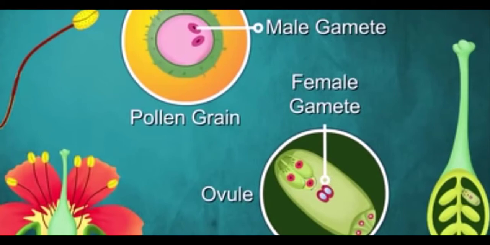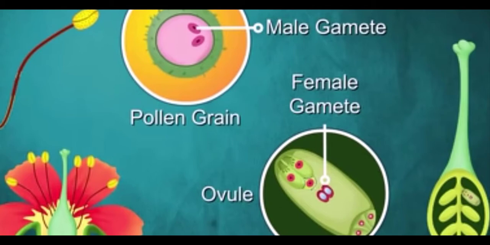As you are seeing here, inside the pollen grain the male reproductive part, called the male gamete, is present, and inside the ovule the female gamete is present. So they are the main reproductive parts of the plant. The male reproductive part is the pollen grain and the female reproductive part is the ovule. Inside the pollen grain there is the male gamete and inside the ovule there is the female gamete. So these male and female gametes are the main parts of sexual reproduction.